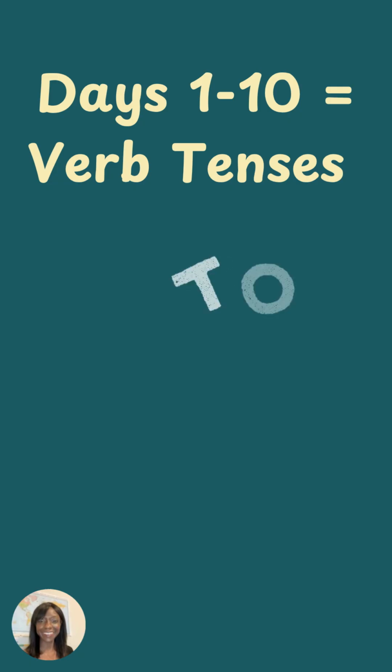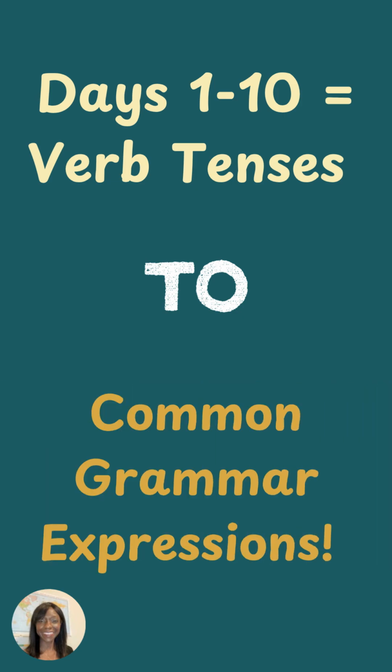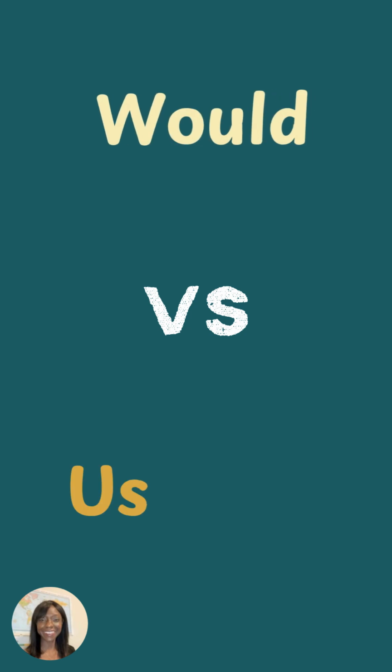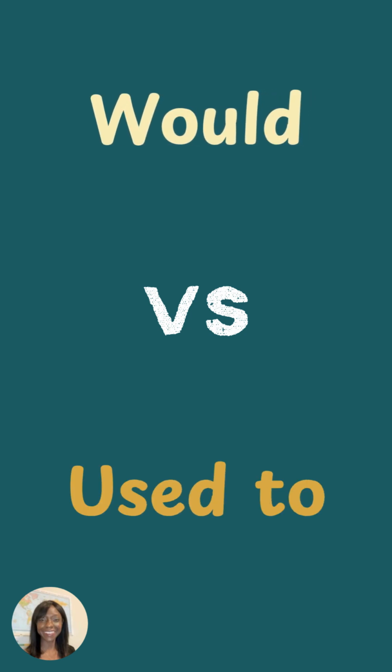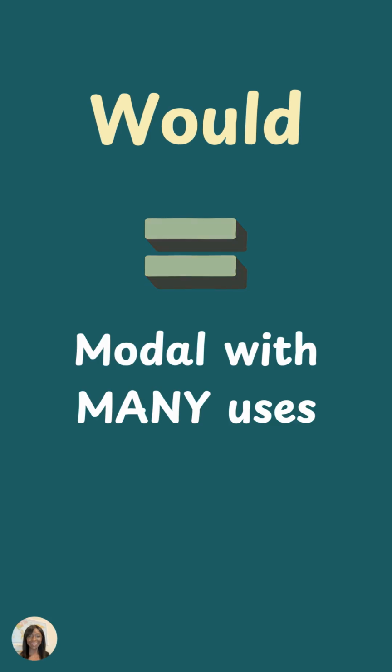Up until now, days 1 to 10, we've been focusing on verb tenses. Now, let's look at some common grammar expressions that English learners often confuse. Today's difference is between would and used to.